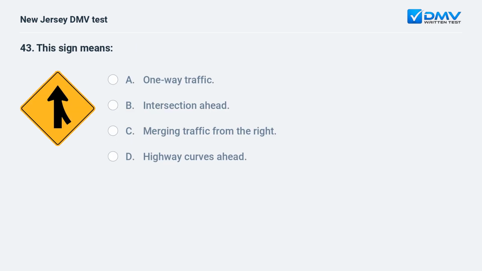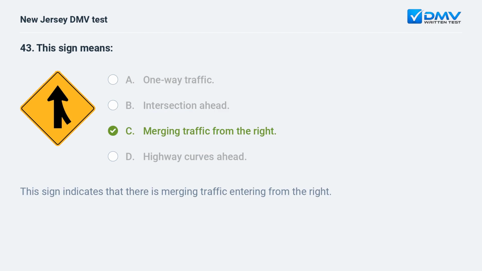This sign means: A. One-way traffic. B. Intersection ahead. C. Merging traffic from the right. D. Highway curves ahead. C. Merging traffic from the right. This sign indicates that there is merging traffic entering from the right.